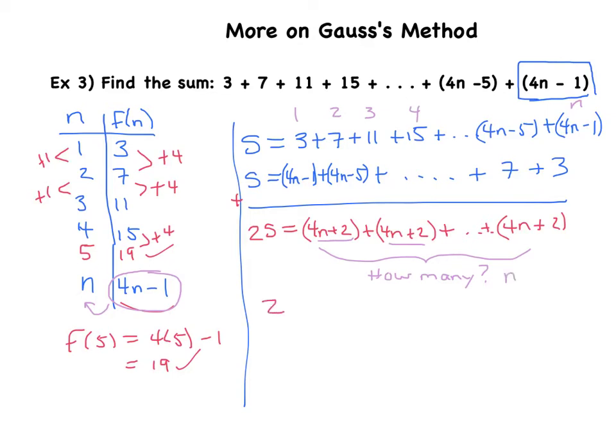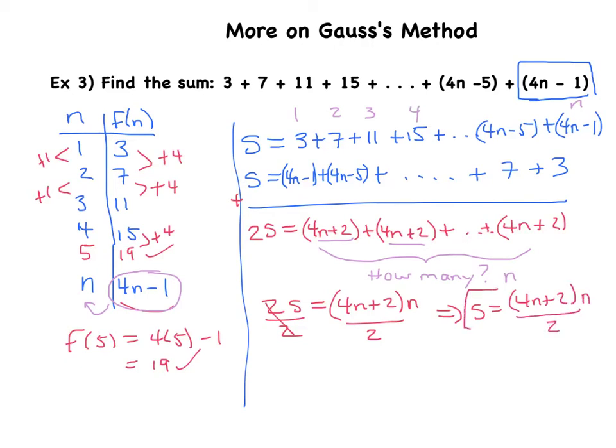And so that means 2S equals 4n plus 2, adding up n of them, so that would be times n. And if you divide by 2, you get our answer. So S is equal to 4n plus 2 times n divided by 2. So we got an expression, and this is actually more powerful than just getting a numerical answer. This is a closed formula.